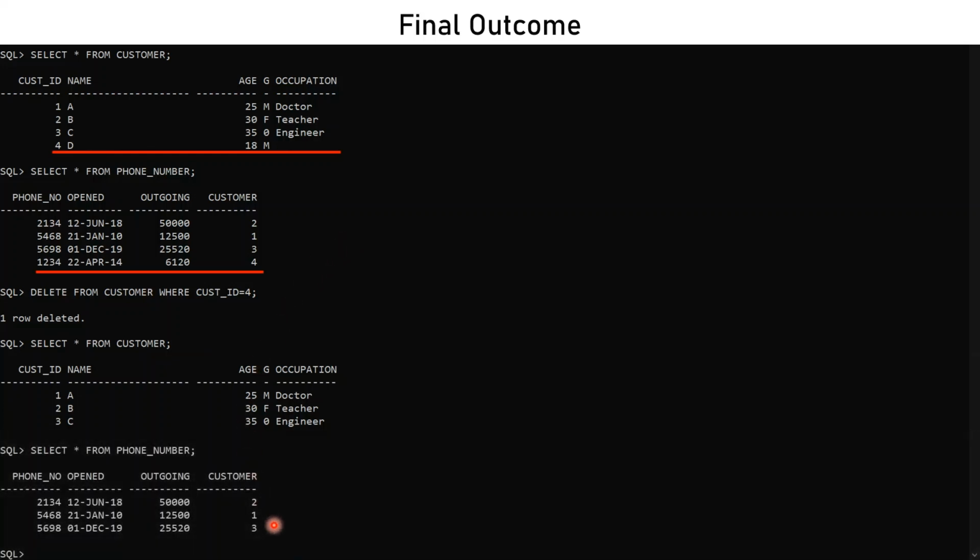But now the main question is whether this corresponding entry in the phone number table with customer ID equal to 4 has also been deleted or not. So this is the moment of truth. Let's find out. All right, so as you can see, since we have deleted the entry in the customer table with customer ID equal to 4, the corresponding entry in the phone number table with customer ID equal to 4 has also been deleted. So we can say that our cascading delete is working as intended. And this is how you can implement cascading delete in your database.